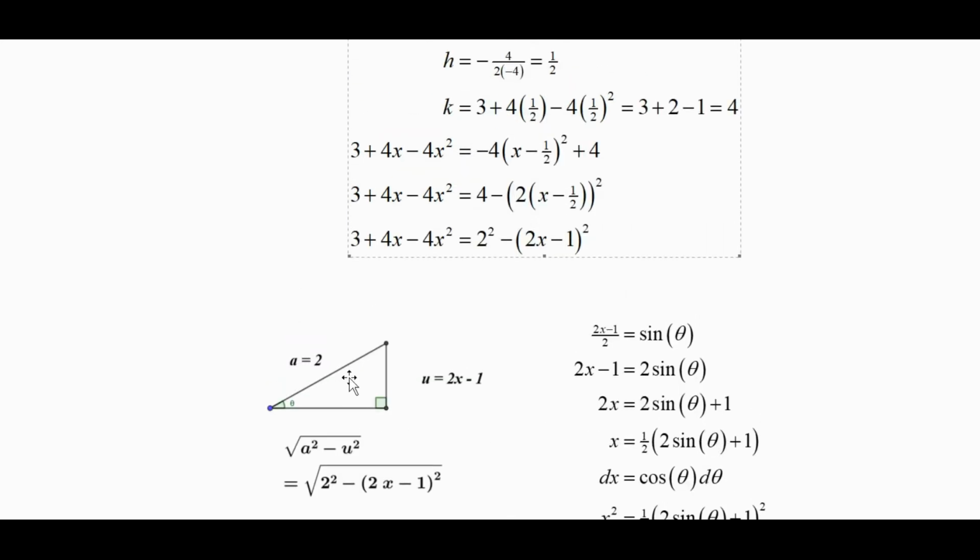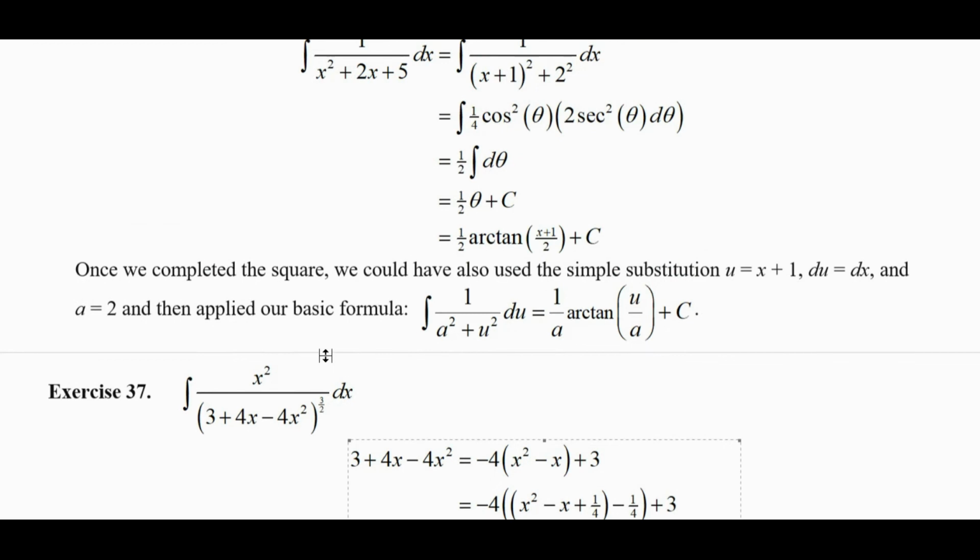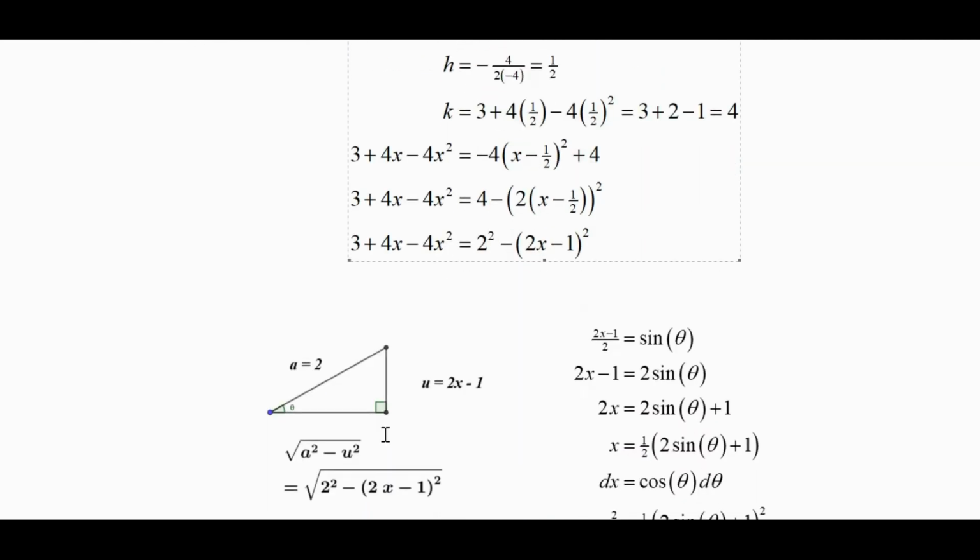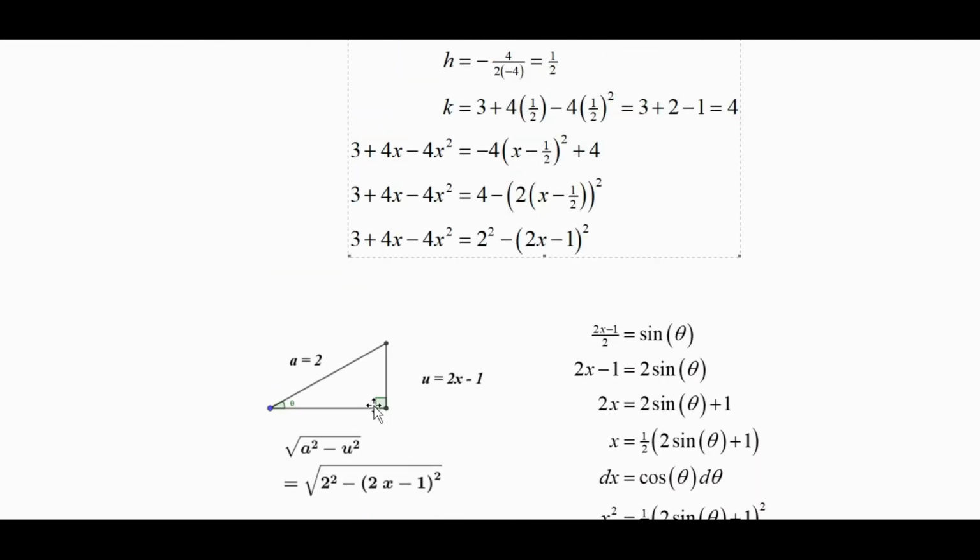Looking here on the left, the original denominator, the original 3 plus 4x minus 4x squared, which was going to be to the 3 halves, is basically under a square root and then cubed. That's going to be in there somewhere, one of the sides. The 2 squared is the one that's positive, so 2 has got to be the hypotenuse.